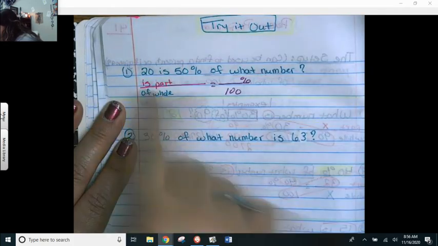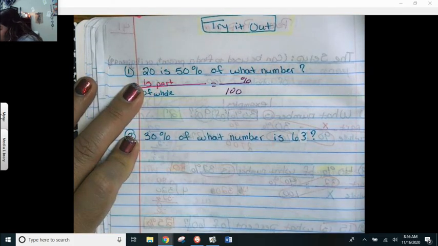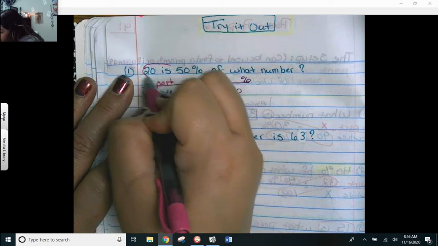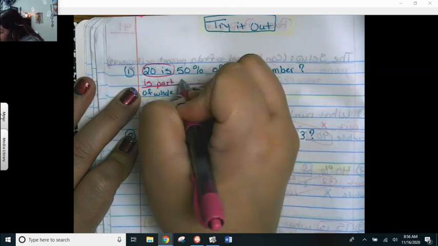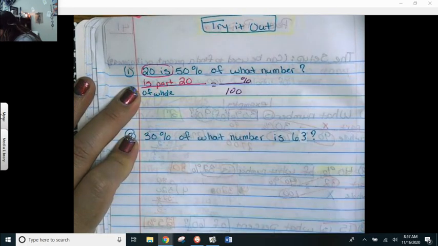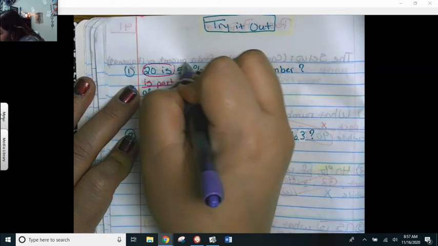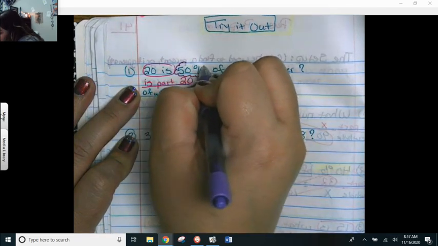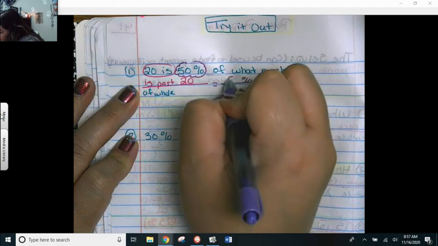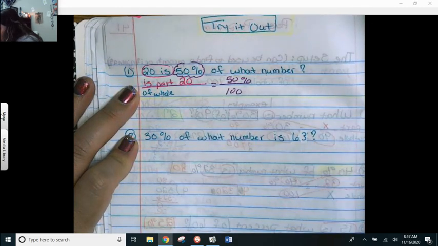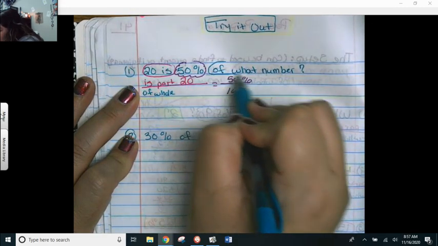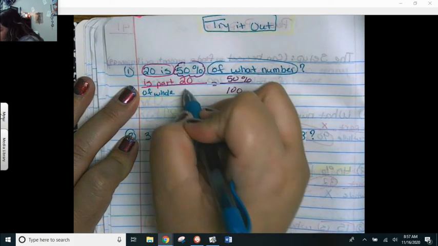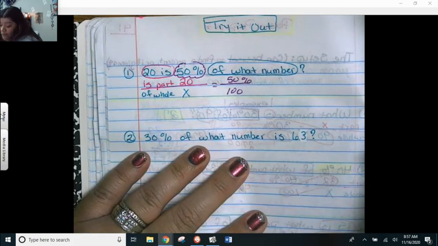Okay, so let's see. 20 is, ooh, I see a setup word. So 20 belongs to the is. Then it says 50%. Oh, that one's the easy one because it's a percent symbol. It belongs right here, 50%. Awesome. Which means of what number? That is my unknown.